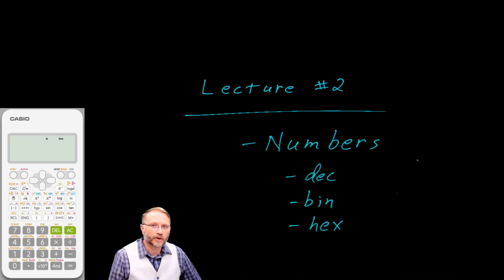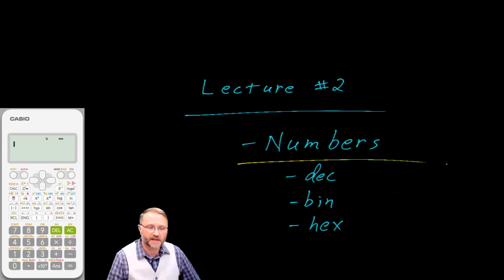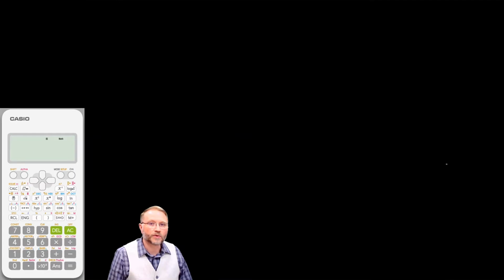In this short video, we're going to explore computer number systems, specifically decimal, binary, and hexadecimal, and how to switch back and forth between each of the number systems. Let's start with what we know.